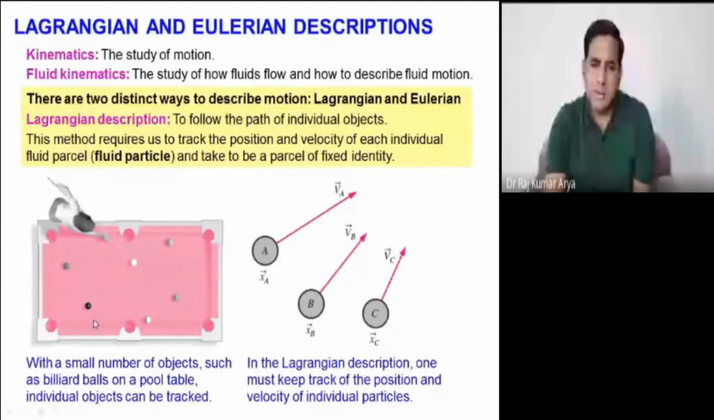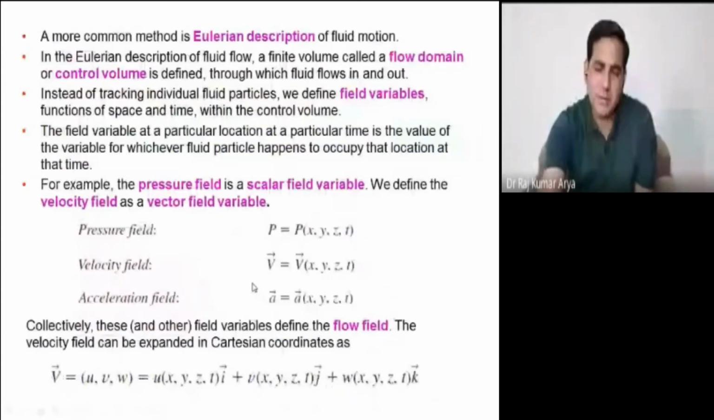So that is the Lagrangian. Then you have another one, the Eulerian part here. I can explain with that figure only.